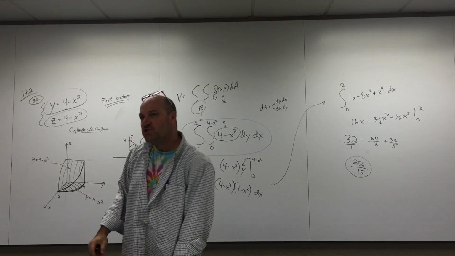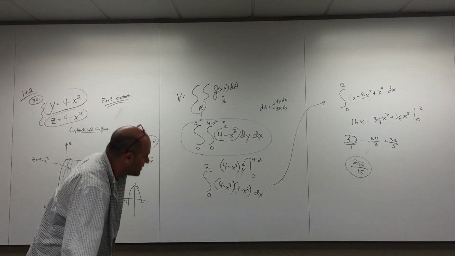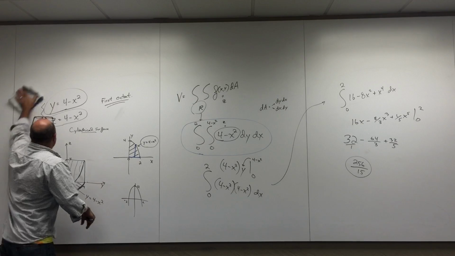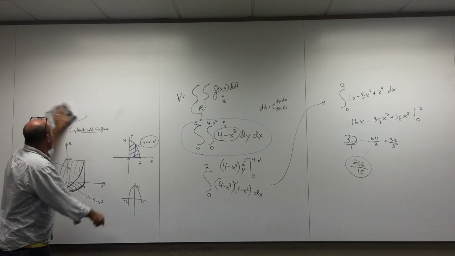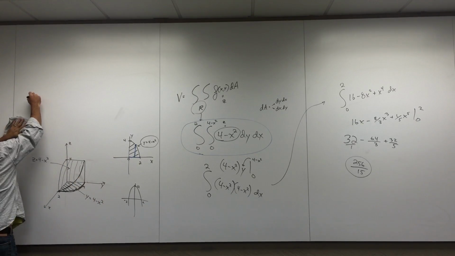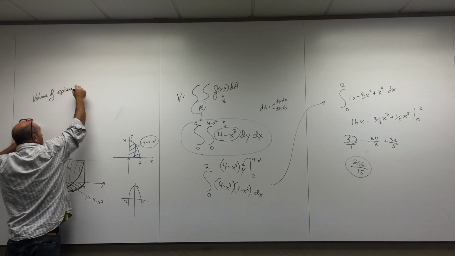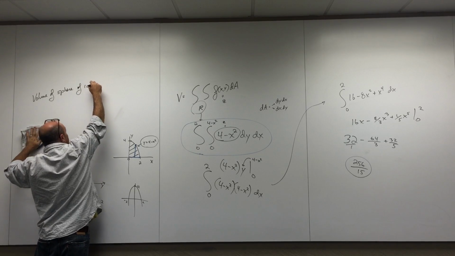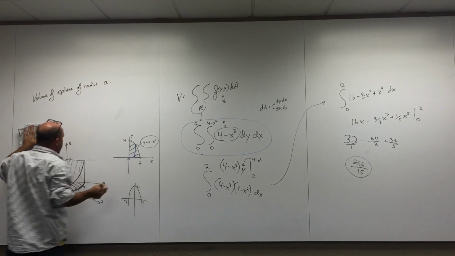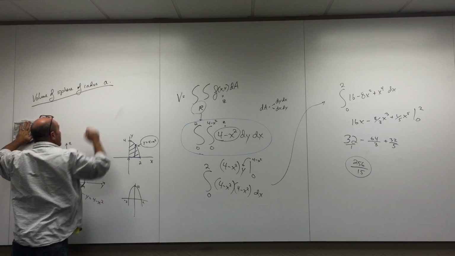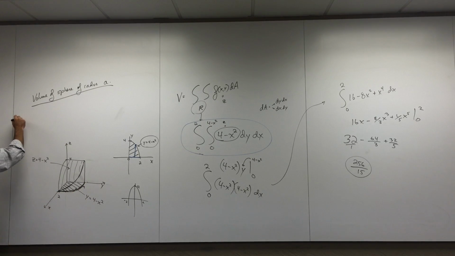All right, let's try to do this. So I'm making up this problem. I want to find the volume of a sphere of radius A. Okay? So, anybody know the answer? Do you know the volume of a sphere of radius A? If you know the formula, you're excused from this problem.